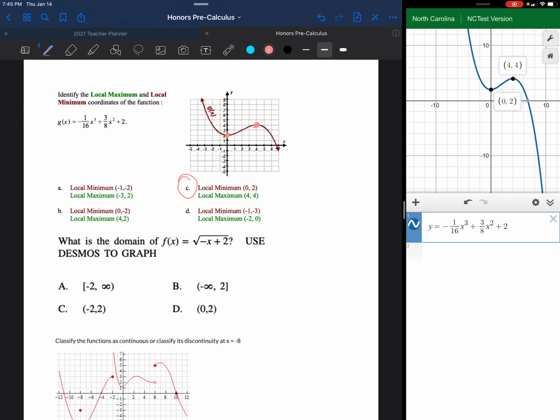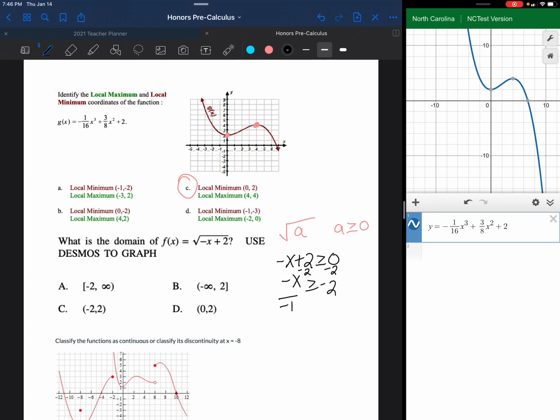Alright, so for this one, domain, you can use Desmos, or if you want to use your algebraic features, remember the algebra, doing it by hand, tells me that if I have a square root, then my square root has to be greater than or equal to 0. So I would say that -x plus 2 is greater than or equal to 0. And I'm going to subtract 2 to the other side.